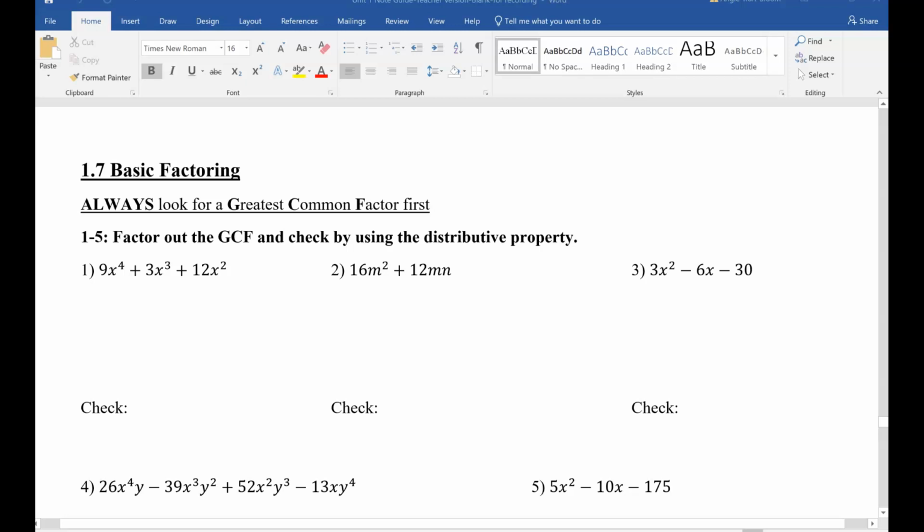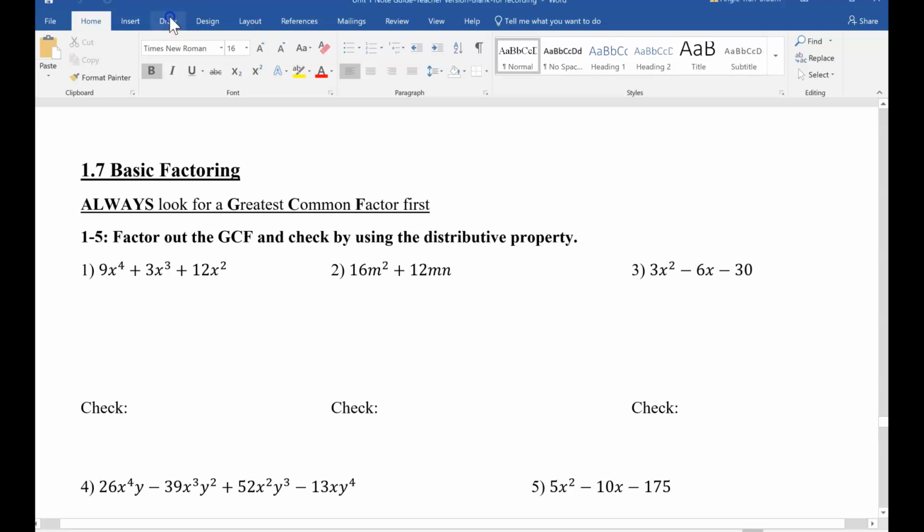You should be super excited right now because we are on section 1.7, and after this section we have one more. Our last section is 1.8 and then we can study for our test. So 1.7 says basic factoring.